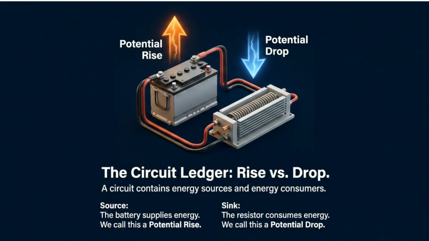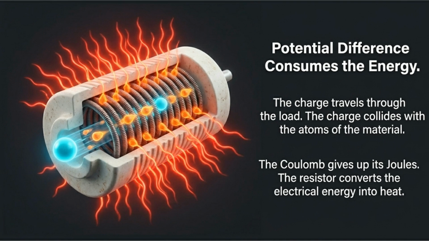A circuit contains energy sources and energy consumers. The battery supplies energy, which we call a potential rise. The resistor consumes energy, which is a potential drop. Potential difference consumes the energy.